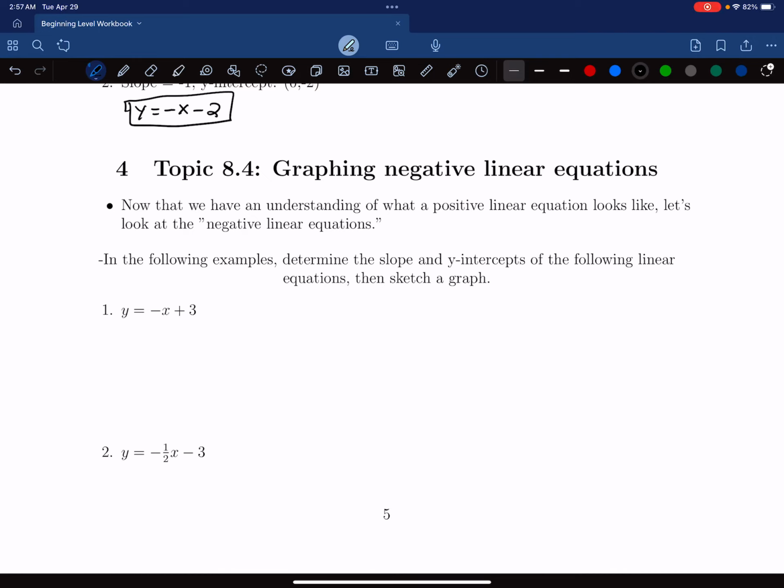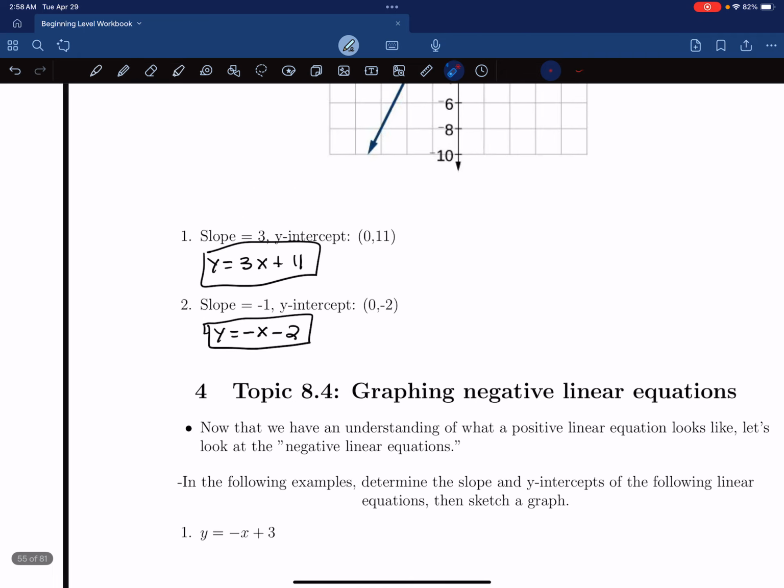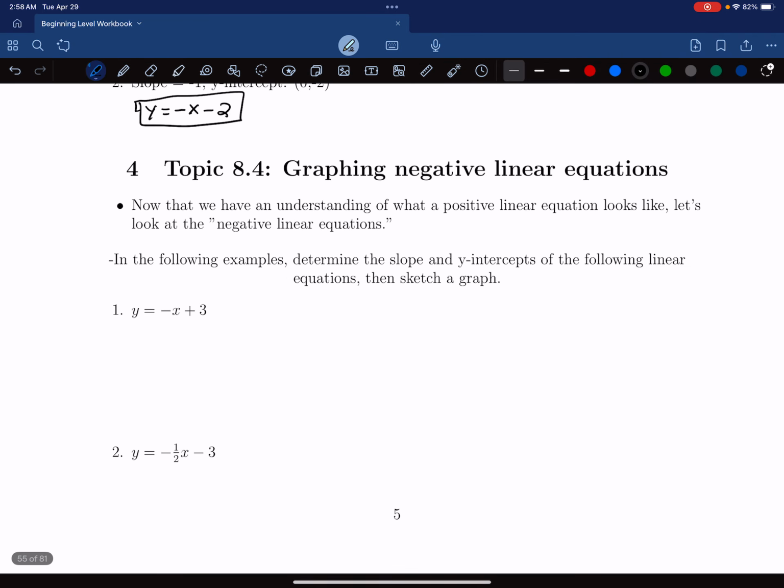In this video, we are going to be going over graphing negative linear equations. In these following examples, we're going to determine the slope and the y-intercepts of the following equations. And once we do, let's just sketch the graph to see what it looks like. We can also think about how these might look different compared to the positive linear equations that we were dealing with before. So let's work through this first example together.